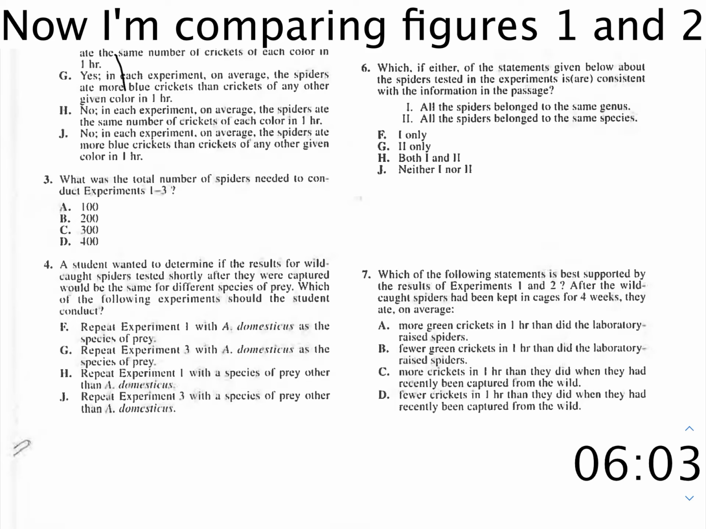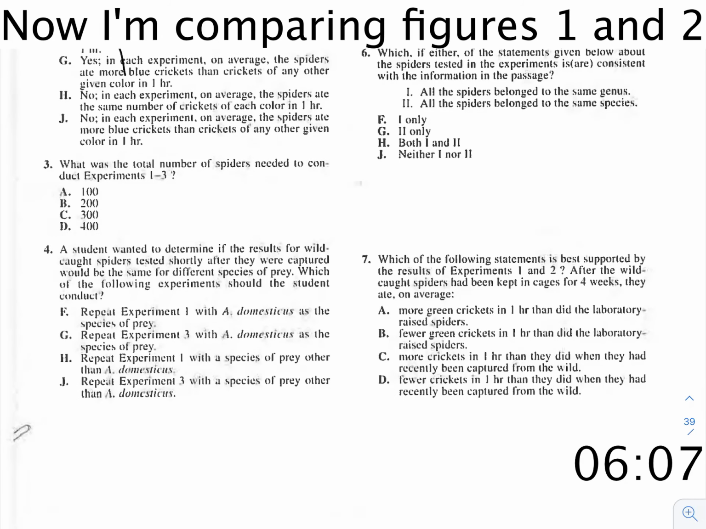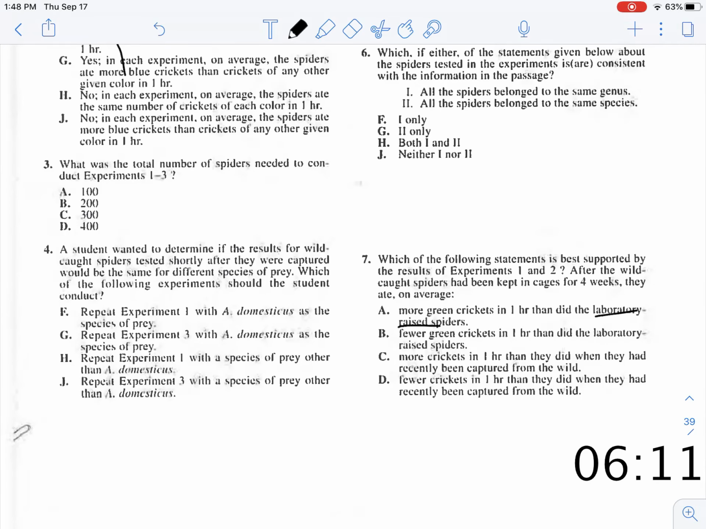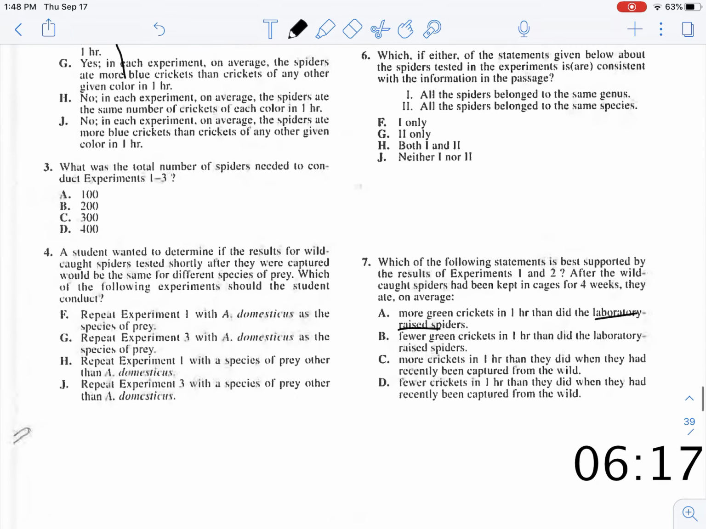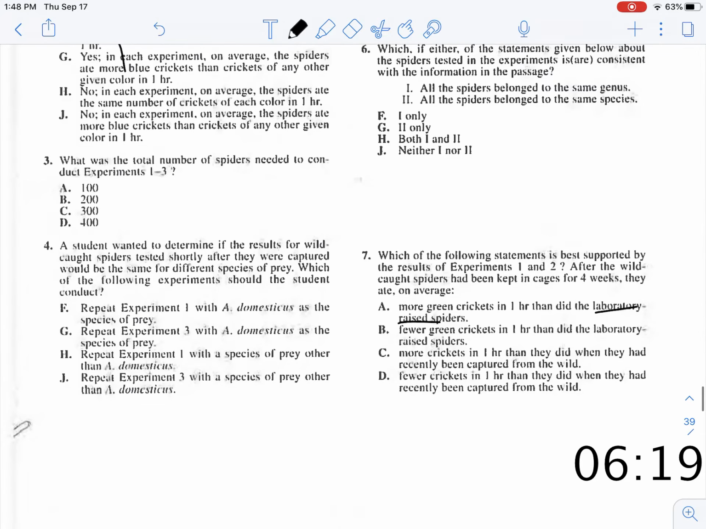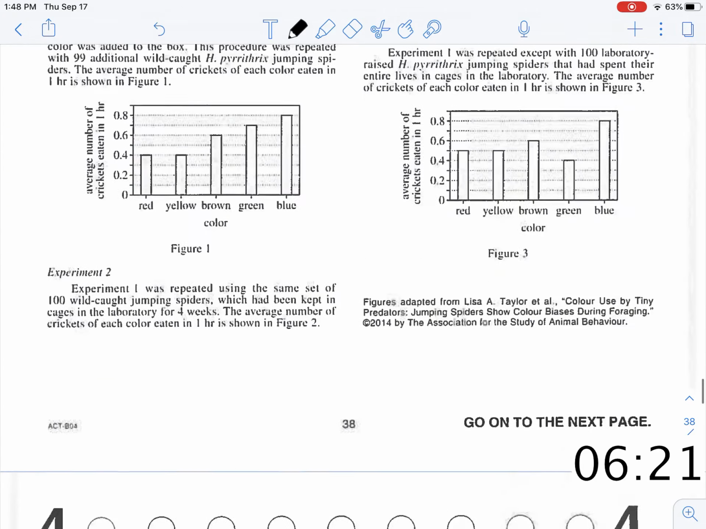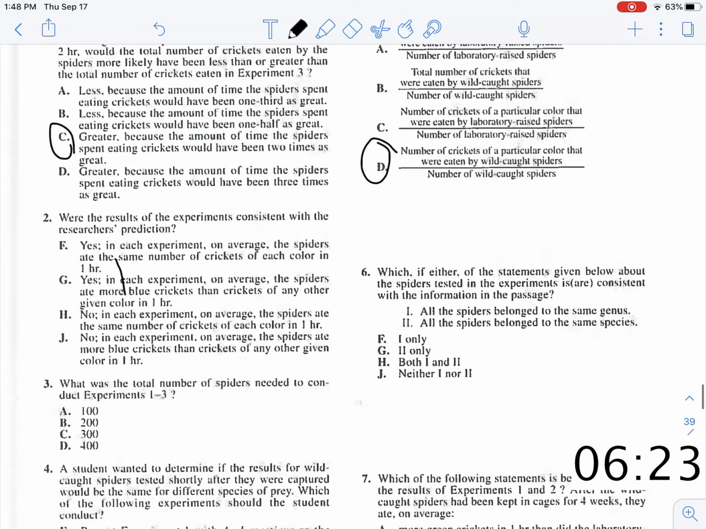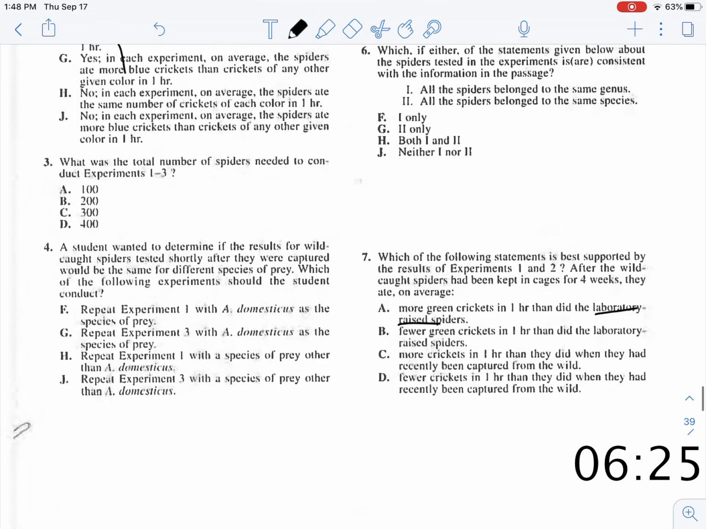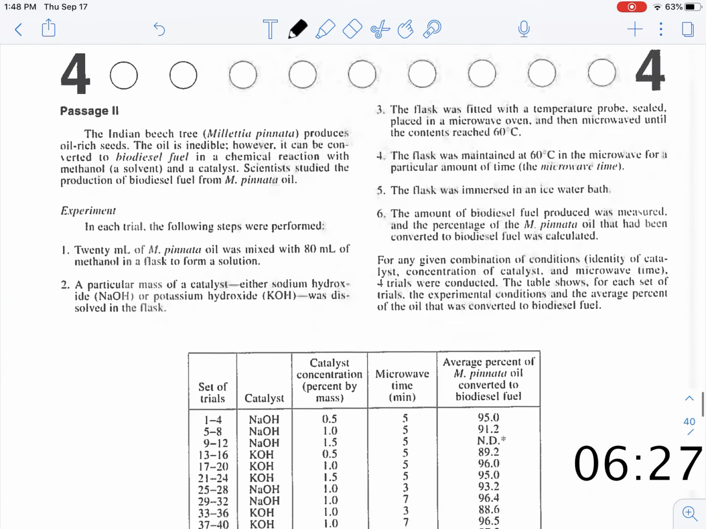I'm so confused. I'm still taking forever. Why do they say experiments 1 and 2 and then have stuff about laboratory raised spiders? Which is best supported by experiments 1 and 2? Oh, okay. I'll just say fewer than they did if they had been recently captured. Okay, we are taking far too long. I'm just really tired right now.